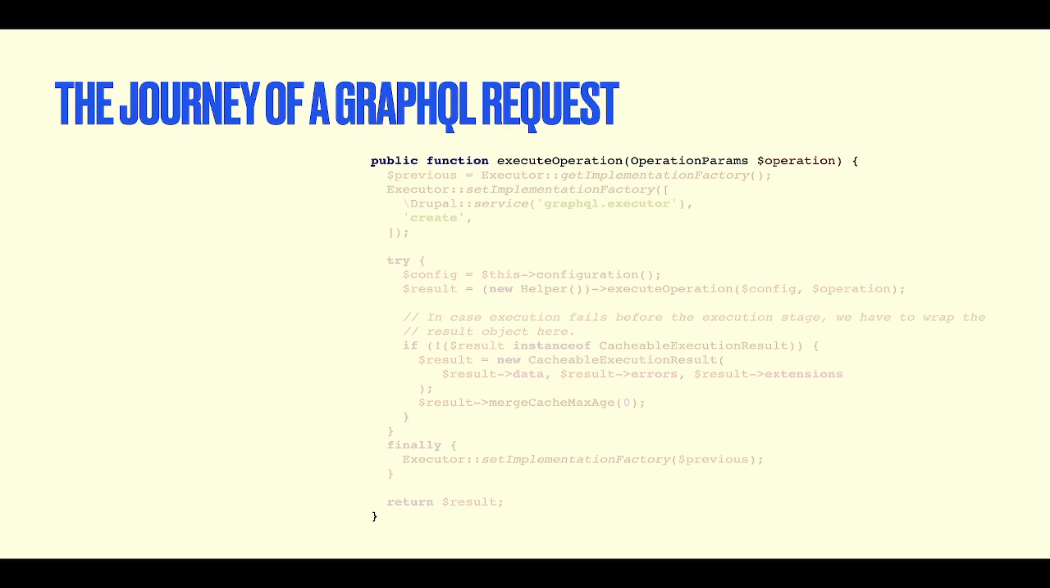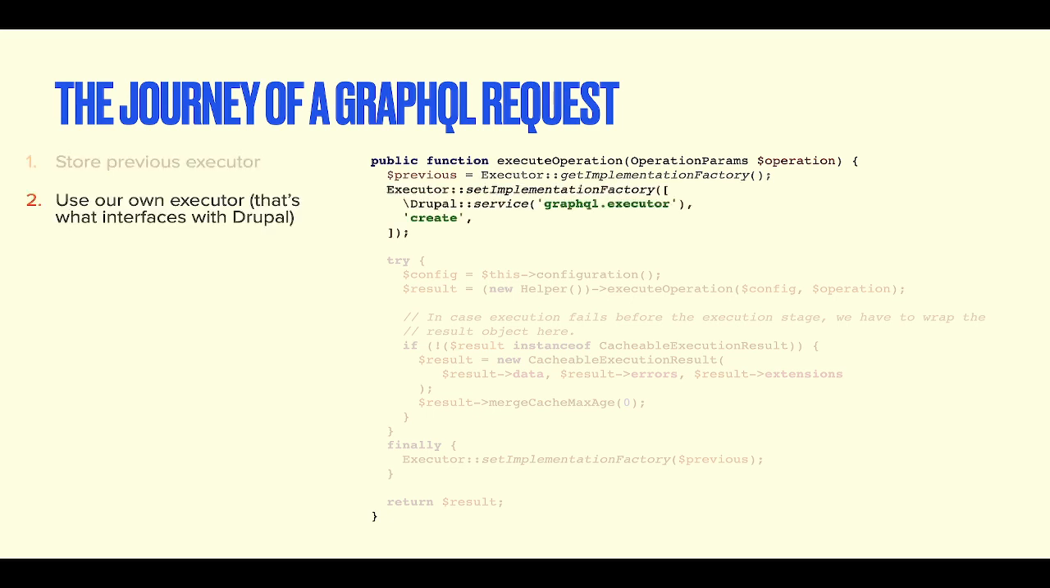The first thing it gets is the operation parameters, and that is actually what was created by this route upcaster from the request. The first thing it does is call into the GraphQL library to get the current implementation factory, because that is unfortunately some global scope, and we'll replace it with our own. So this is actually a Drupal service. If you ever find that GraphQL doesn't do what you want it to do, this could be a place for you to hook in. Just replace the GraphQL executor service with your own.